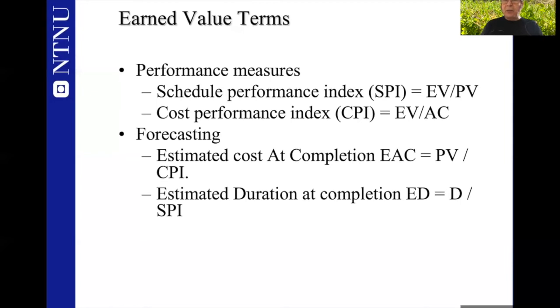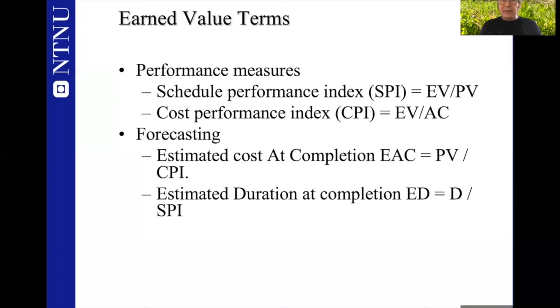It is a simple equation. The estimated cost at completion is simply your original planned value divided by the CPI. And the estimated duration at completion is simply your original duration divided by SPI. This is a linear model, of course, but it gives us an indication of what really can happen if we continue to do with the same performance measures as we are doing in our project.